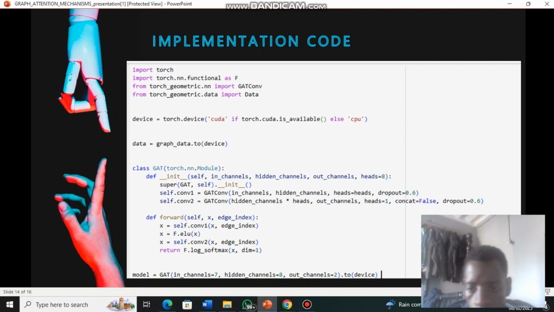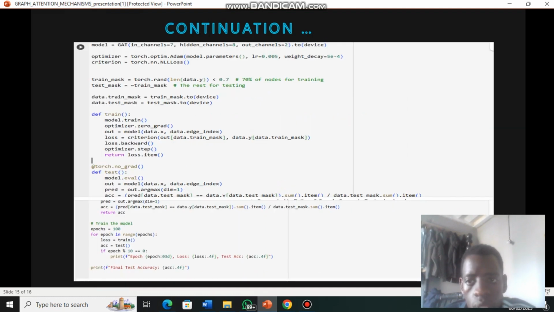So we shall move on to the next module, which is the GAT in channel. This one creates the instance of the GAT module, and then it specifies the 7 input features per node, and also the 8 hidden units, and then the 2 output classes, and then it moves the module to the GPU or the CPU, depending on what you are using.